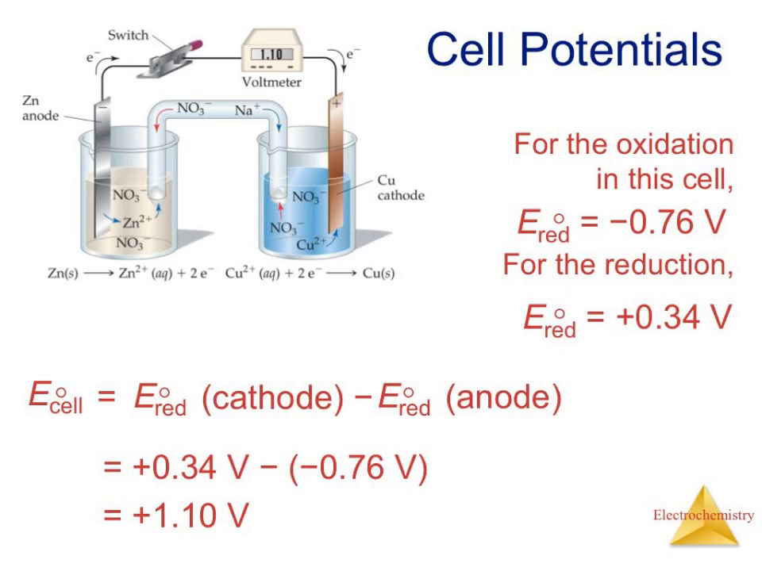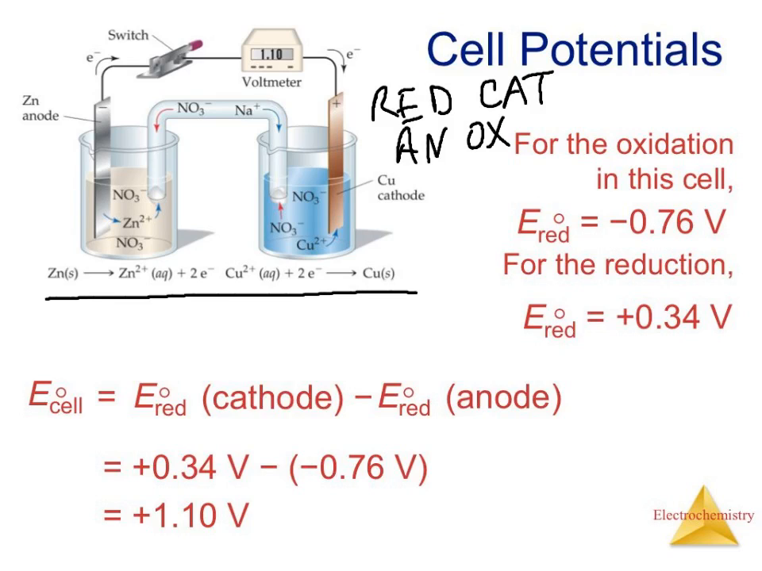So our anode is zinc, our cathode is copper. Okay, because again, red cat, right? Reduction happens at the cathode, and oxidation happens at the anode. Okay? Alright, so then here's your overall reaction for this.